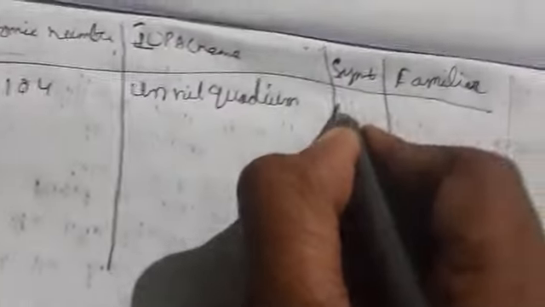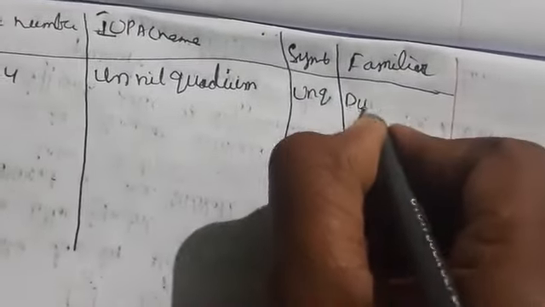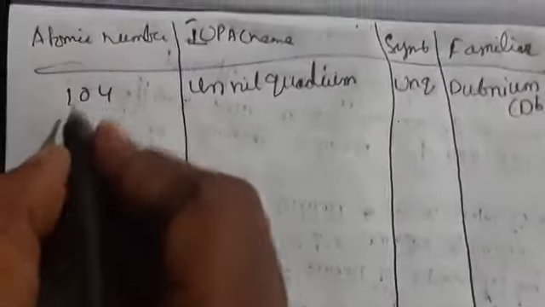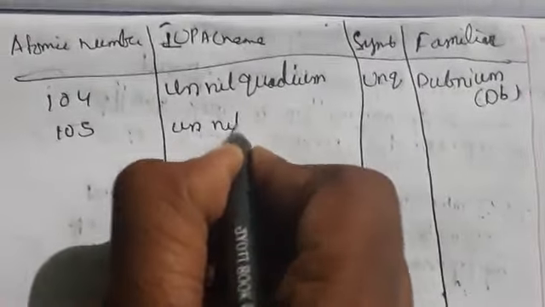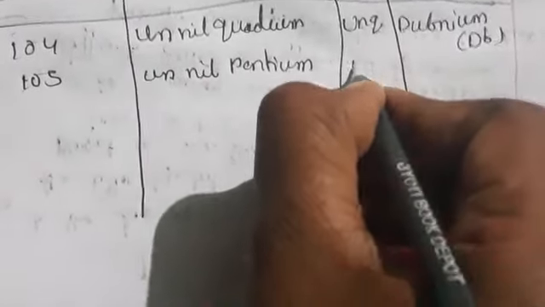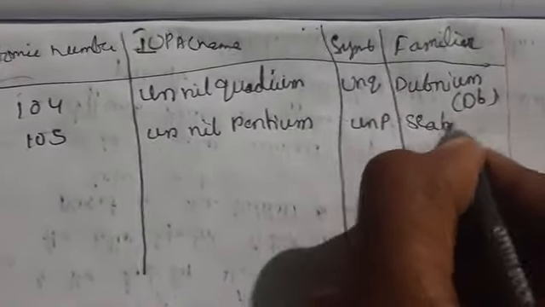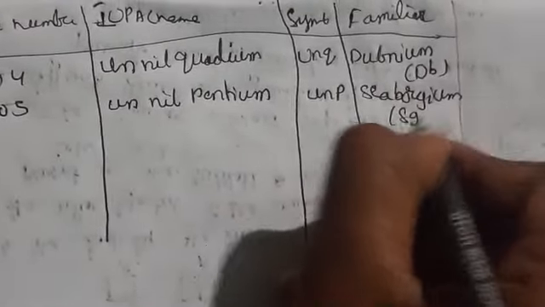The symbol is UNQ. The common name for this is dubnium, with the symbol Db. If you take 105, you get unnilpentium, with the symbol UNP. The common name is seaborgium, with the symbol Sg.